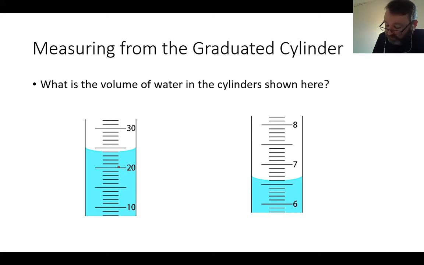What have we got? We've got 20 and 30. We've got 10 units. So every single one of these units here is 1 centimeter cubed. Now, we don't measure from the edge, and we don't measure from the edge. We only measure from the middle of the meniscus. So therefore, the middle of the meniscus is on that line, which happens to be 1, 2, 3, 4 units above 20. So therefore, this is 24 centimeters cubed. See that? 24 centimeters cubed.